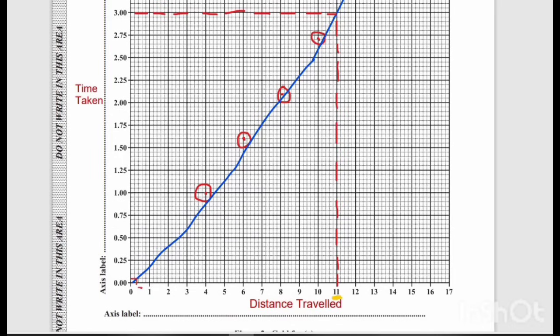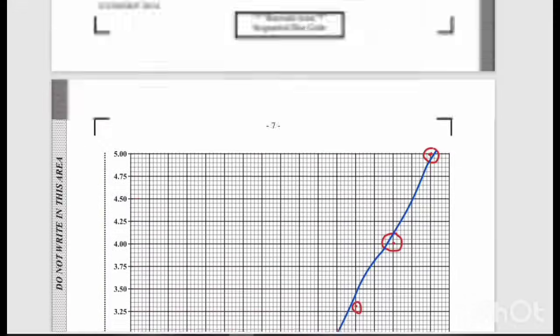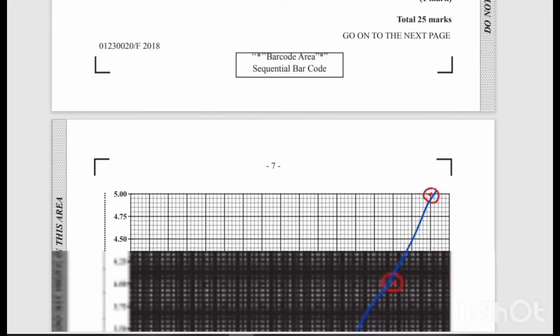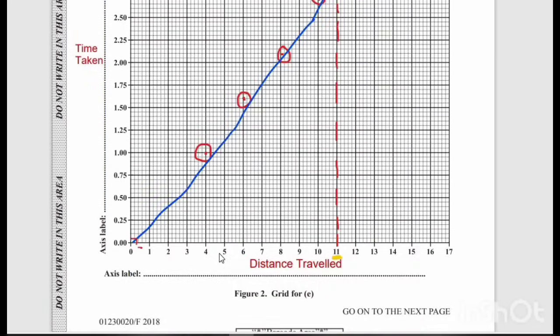Now let's look at the data and look at how we would have actually plotted it. Remember, when you're plotting your points, you're trying to see where both pieces of data intersect. So we have a distance 4 centimeters. The time taken is 1 minute. So we're gonna find where 4 and 1 intersect. So looking at our graph, we have 4 centimeters here, and 4 centimeters, if we go up, will be at 1 minute right here. So 1 minute on your y-axis intersects with 4 centimeters on your x-axis right here. And so this is where our first point would be.